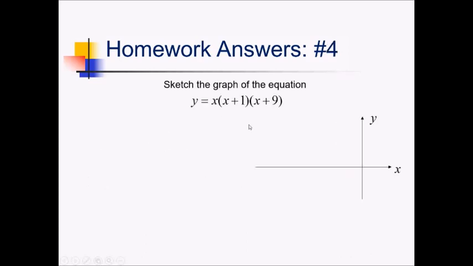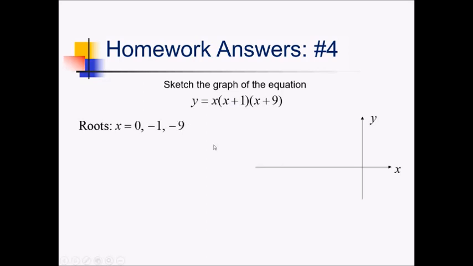For this polynomial, let's start the graphing process by finding the x-intercepts, the zeros. So setting each of these factors equal to 0, this x out in front gives us an x-intercept of 0. And then this x plus 1, that means negative 1 is an intercept. And for our last factor, we have x equals negative 9.